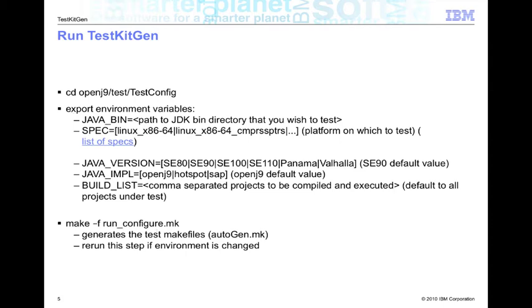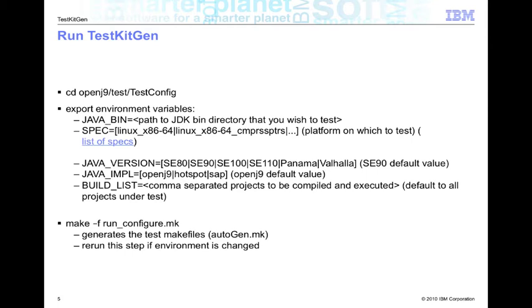And to run the TestKitGen, we first clone our source, then we go to the TestConfig folder. Then we want to do some required environment variable exports. We have two required exports. The first one is JAVA_BIN, and the second is SPEC. We have a list of specs defined in the OpenJ9 repo in the spec files. And there are also some optional environment variables, such as JDK_VERSION, JDK_IMPL, and BUILD_LIST.